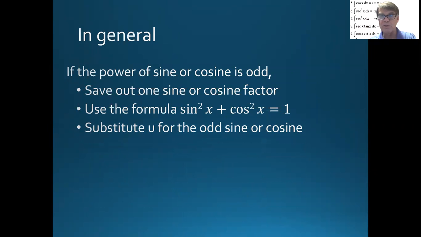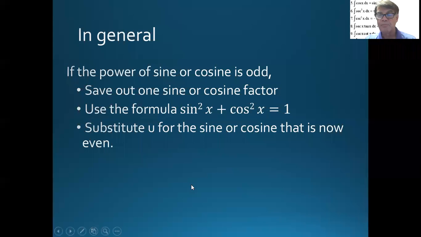That's not what we did, is it? We substituted it for the powered one. So substitute it for the thing that works. Let me put it more precisely. Substitute u for the one that was odd, but that after you've factored it out is now even. If the cosine was odd, you're going to substitute u for the sine, or if the sine was odd, you're going to substitute u for the cosine. It ends up being substituting for the opposite of what had been the odd power, the thing that is now even after you've factored it out.